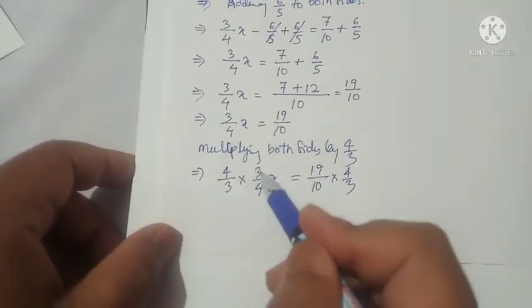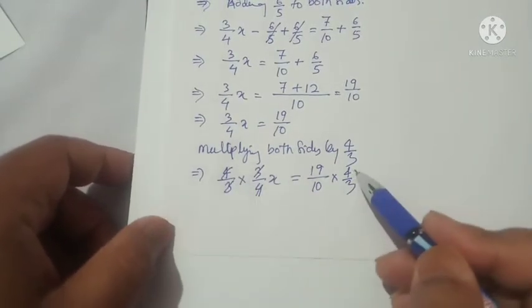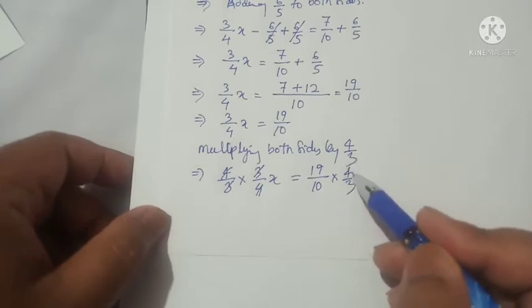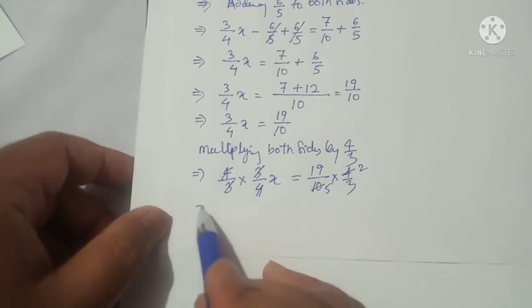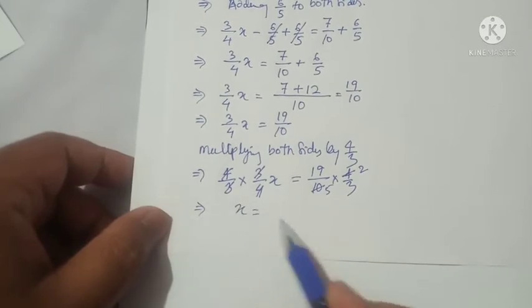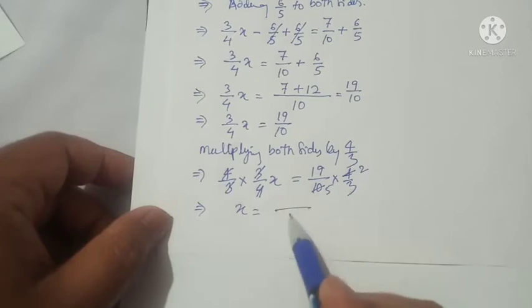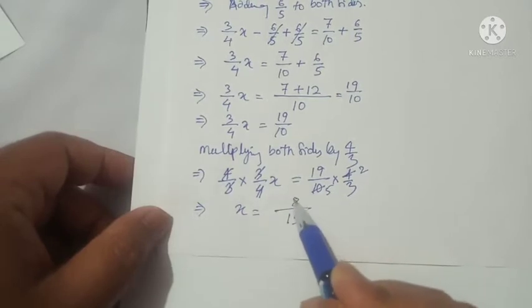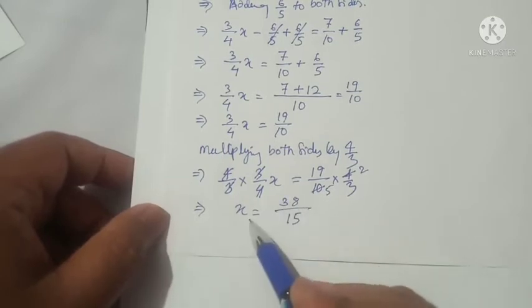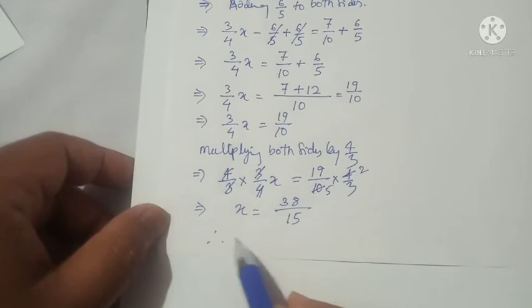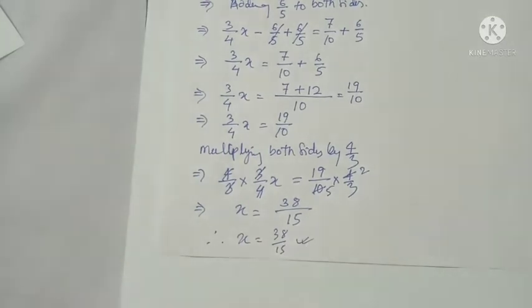Now here we can cut this and this, and here also we can eliminate this side also. This will be 2, this will be 5. Here comes the value x is equal to 15 by 8, 38. The answer comes 38 by 15. Therefore the value of x is equal to 38 by 15. This is the value of x.